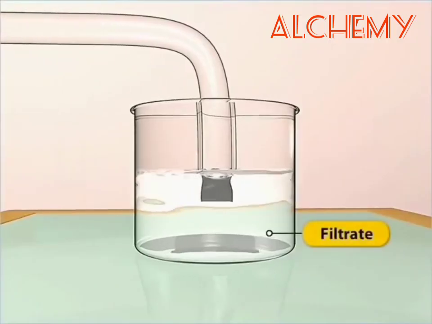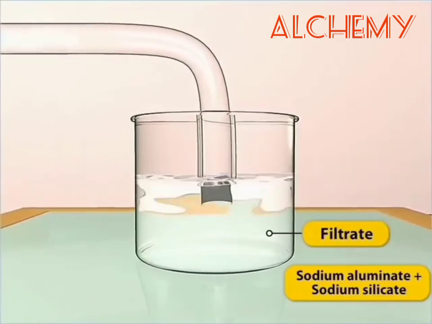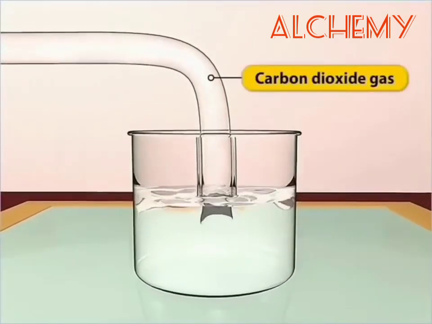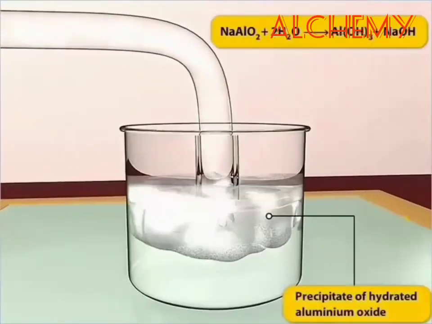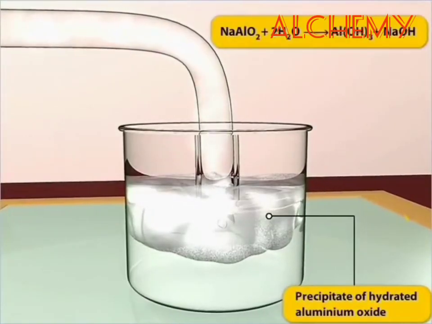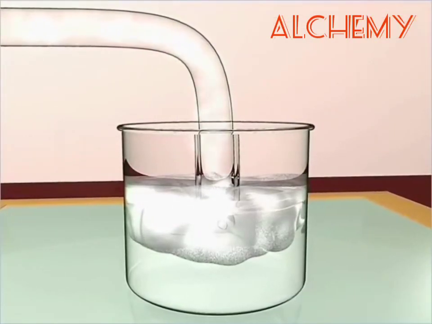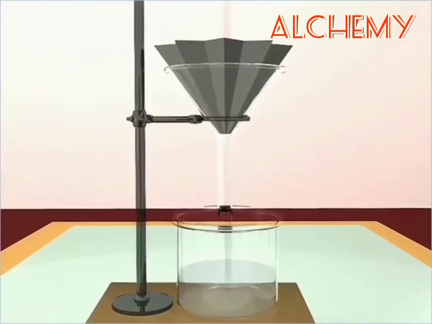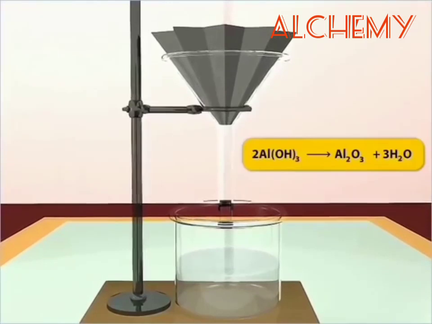In this process, the powdered aluminium ore is mixed with sodium hydroxide, resulting in the formation of sodium aluminate. The filtrate is then separated and a series of chemical reactions are performed, resulting in the formation of pure alumina. The gangue particles are thus separated.